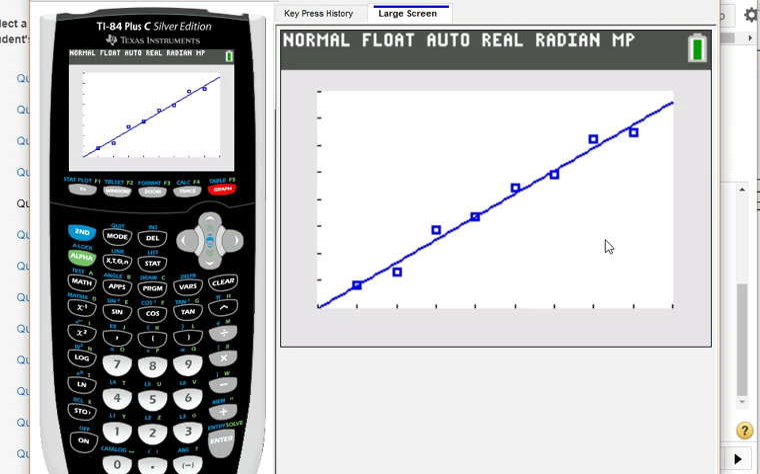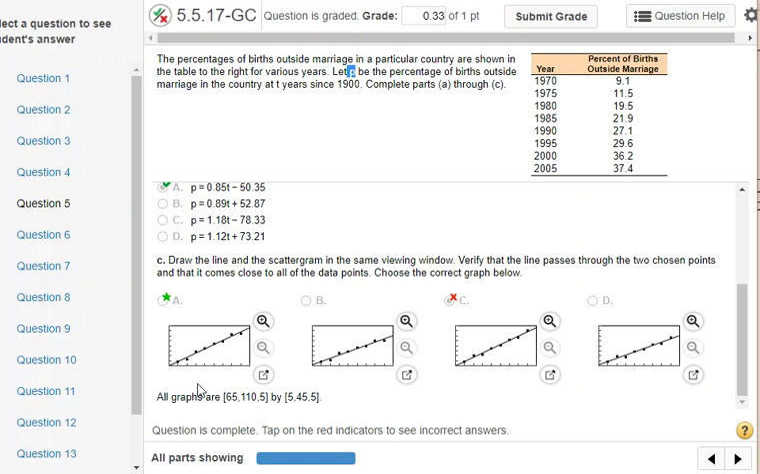What you're noting as you compare this graph versus the MyMathLab graph is where you have points under the line and where you have points over. On, under, over, on, over, under, over, under. That's the pattern you're looking for. And this one matches that pattern.